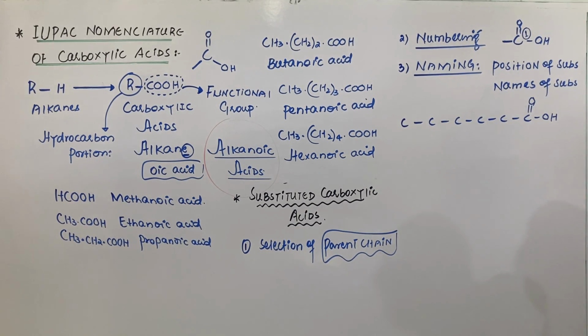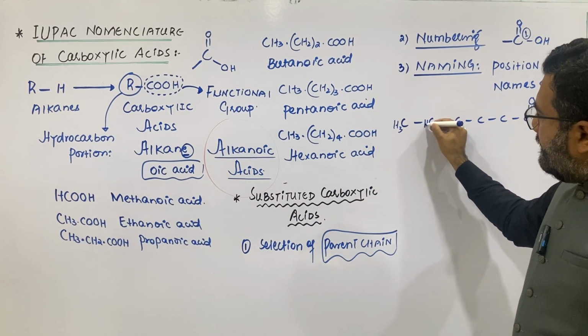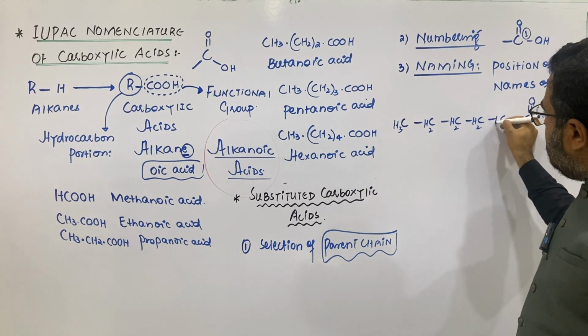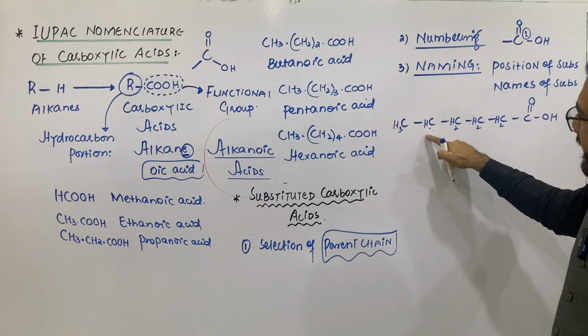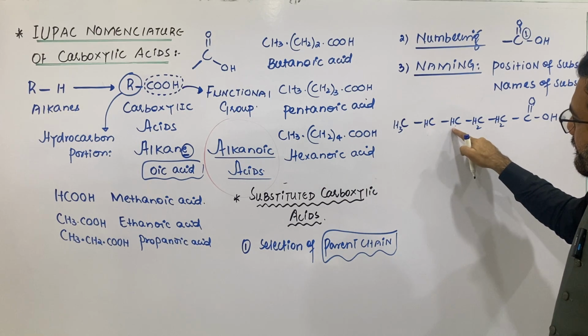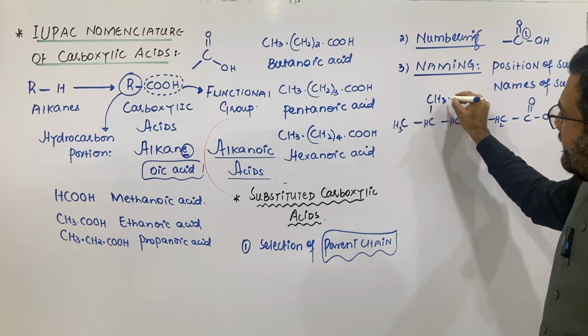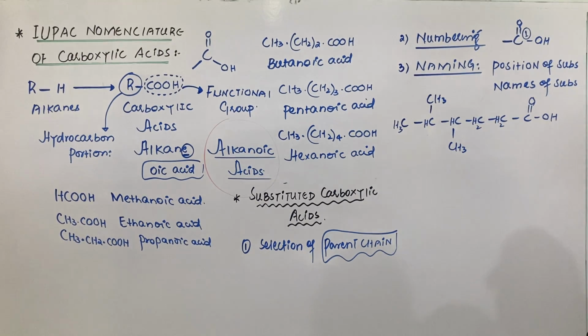Now, this one is a carboxylic acid with 6 carbon atoms. Let us complete the valency of the other carbons. It is basically hexanoic acid. If we attach a substituent here, methyl, and one methyl is attached with this carbon. Now there are 2 substituents, so it will be a substituted monocarboxylic acid.